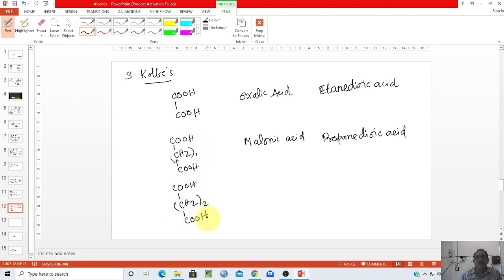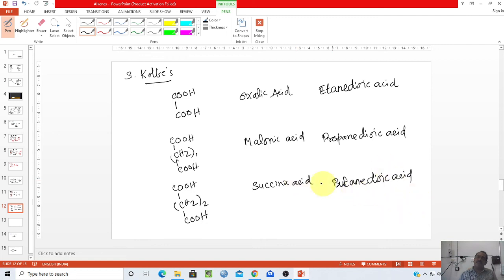So how many carbon systems are there? 4. So butane. How many acids? 2. Butane dioic acid. What is this? Succinic acid. Yes, you see, succinic acid. So like that, the formula goes further.